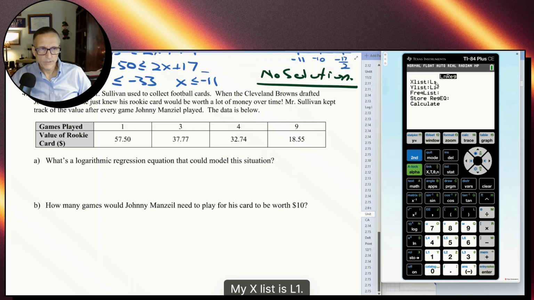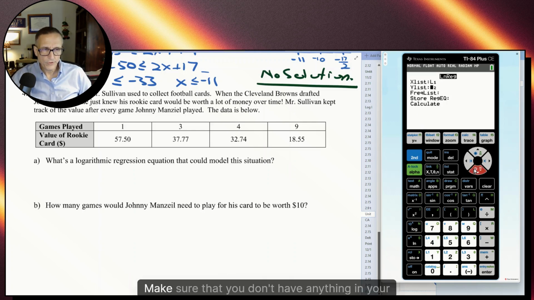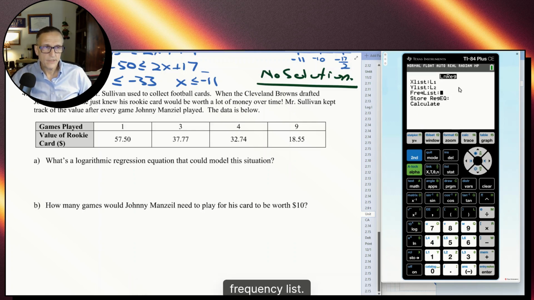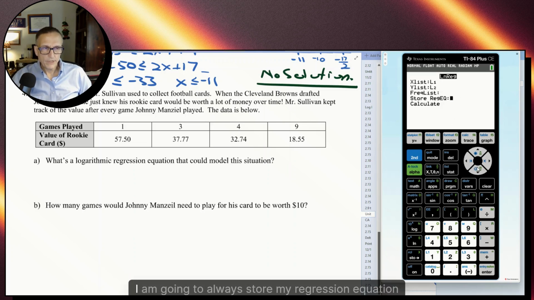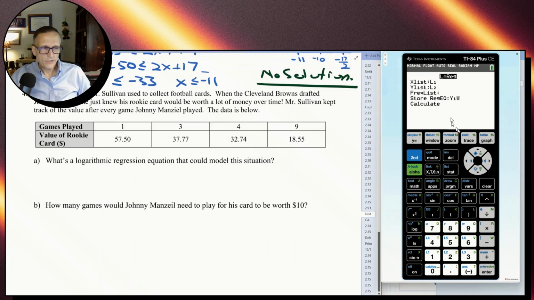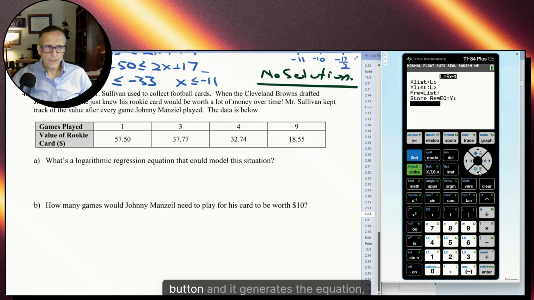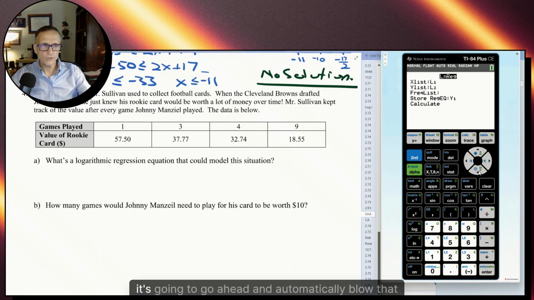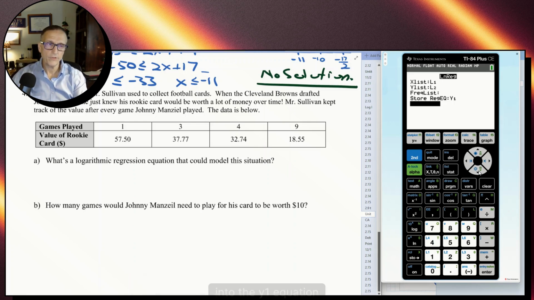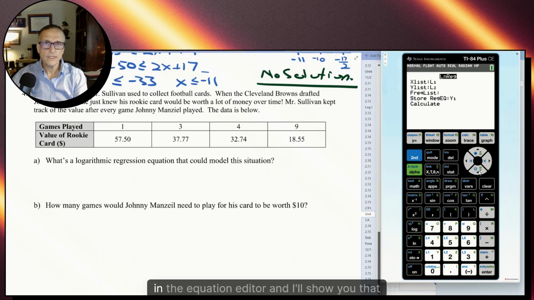My X list is L1. The Y list is L2. Make sure that you don't have anything in your frequency list. If you do have an L2 there, then hit delete to get rid of it. I am always going to store my regression equation into Y1 by doing alpha trace and then enter on Y1. This just means that when I hit this calculate button and it generates the equation, it's going to automatically put that into the Y1 equation in the equation editor, and I'll show you that after we do it.